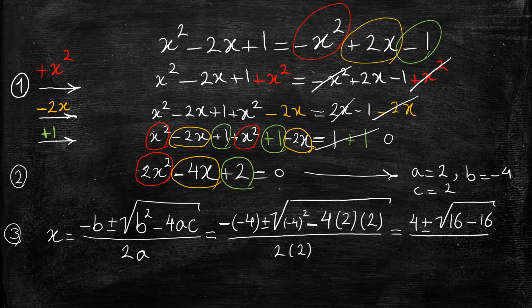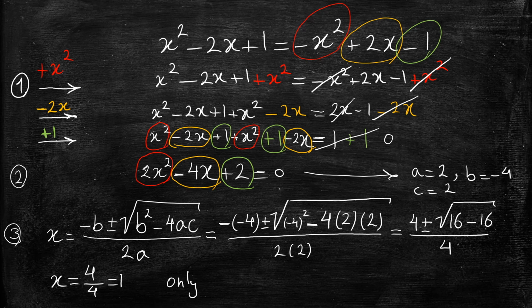Divided by 2 times 2 at the bottom, that's 4, 2. So you see the square root of 16 minus 16 is just the square root of 0. Square root of 0 is 0 because 0 times 0 equals 0. So x equals 4 plus minus 0. So I don't need to write that. Just plus minus 0. That's the same. 4 divided by 4, and that equals 1. So in here we have only one answer.